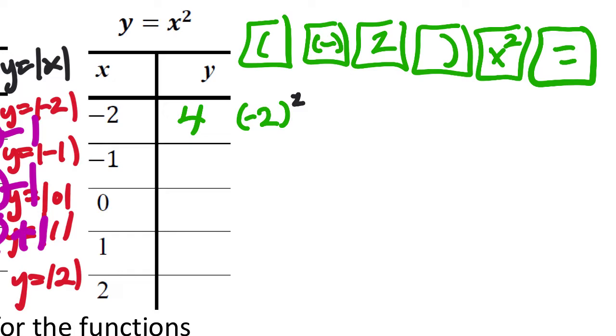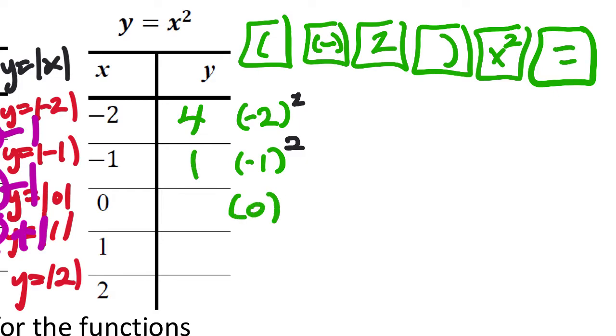Or in your mind, you can do -2 times -2, which may be faster. I don't know. So this next one, we got -1 to the power of 2. So -1 times -1. Negative times negative is positive. 1 times 1 is 1. Positive 1.